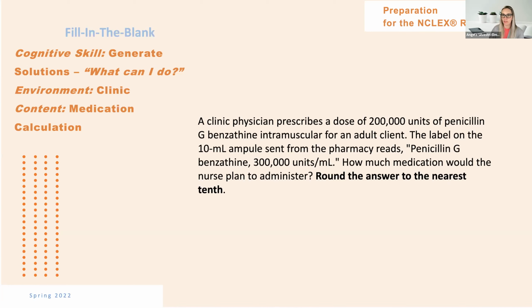A clinic physician prescribes a dose of 200,000 units of penicillin G benzathine IM for an adult client. The label on the 10 ml ampule sent from the pharmacy reads penicillin G benzathine 300,000 units per ml. How much medication would the nurse plan to administer? And round the answer to the nearest tenth. When you guys are done, please type your answers into the chat for me, please.